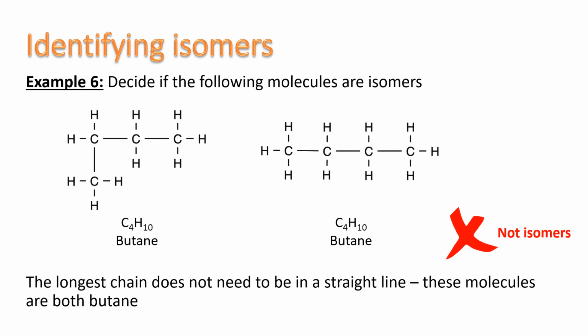So remember, the longest chain doesn't need to be in a straight line. Again, this is another example of why we've got to use our naming rules if we're not entirely clear. Okay? So last example of identifying isomers, if we get this down in our jotters.